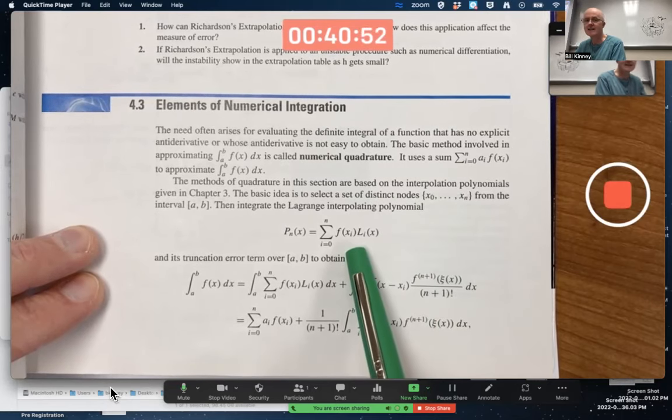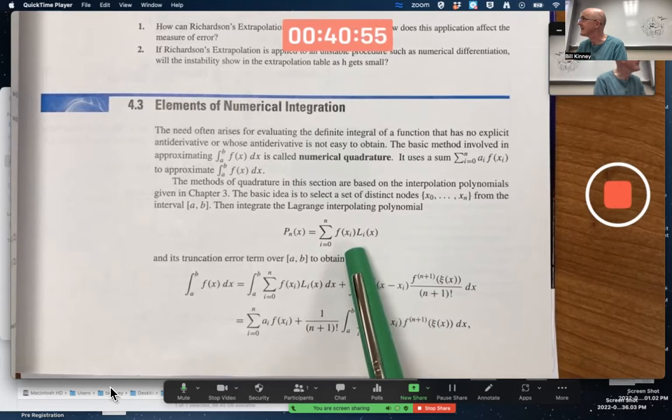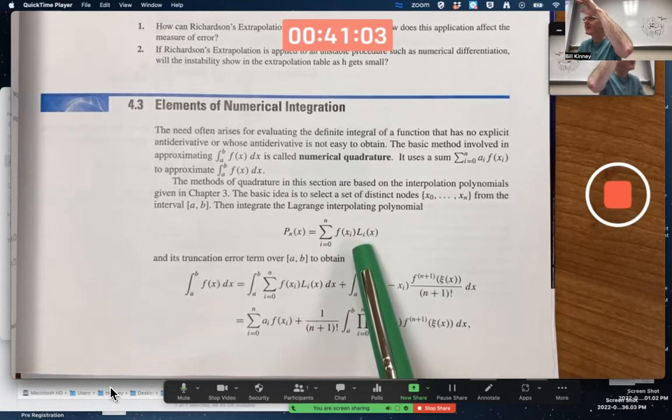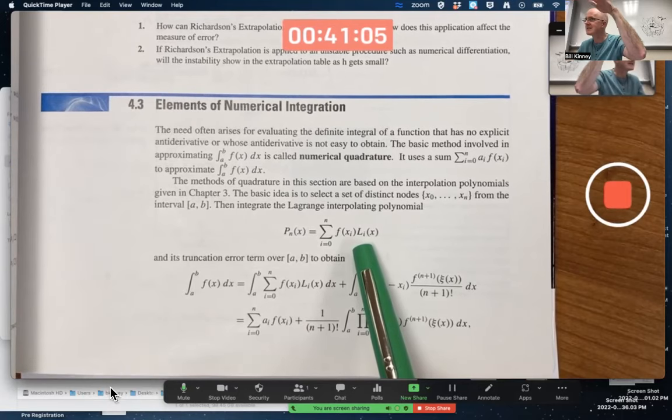And this thing, that's the Lagrange interpolating polynomial. That's a linear combination of those L functions. Are you comfortable imagining what those L functions are in your mind? Things like x minus x0 times x minus x1, and so on, on the top and the bottom. You replace all the x's with whatever node you're at.